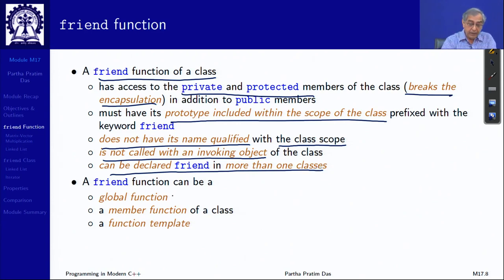What can be a friend function? A global function, an example that we have seen. Even the member function of one class can be a friend of another class. In that case, that function will require the this pointer of the class of which it is a member function, but not the this pointer of the class of which it is a friend, and it will be scoped by the class in which it is a member function. Or it could be a function template. We will talk more about that when we talk about templates later. Just know that it could be a template.